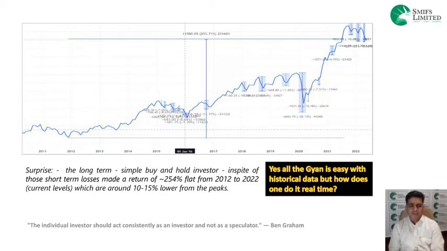So the individual investor should act consistently as an investor and not as a speculator, as Ben Graham has specifically said. Once you decide on a strategy, you need to consistently stay on it. You do not turn a speculator after things start moving in your favor or even against your favor. You need to stay the course over a longer term to gain this kind of cumulative returns.